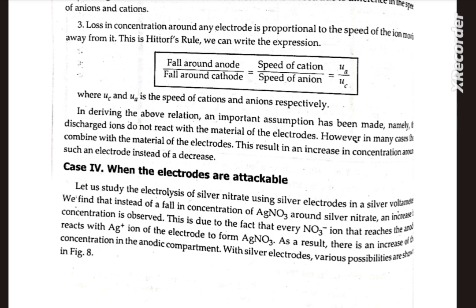Let us study the electrolysis of silver nitrate using silver electrodes in a silver voltameter. We find that instead of a fall in concentration of AgNO3 around the anode, an increase in concentration is observed. This is due to the fact that every NO3 negative ion that reaches the anode reacts with the Ag positive ion of the electrode to form AgNO3. As a result, there is an increase in the concentration in the anodic compartment. With silver electrodes, various possibilities are shown in the figure.